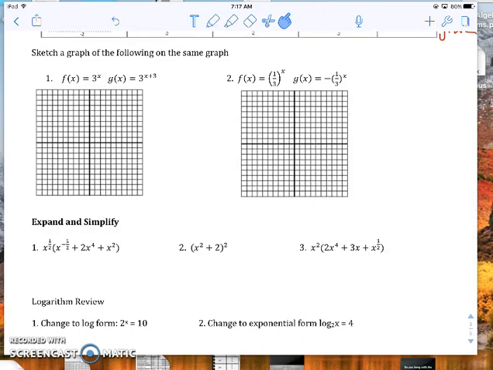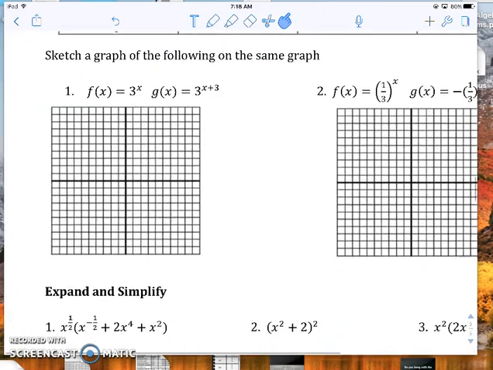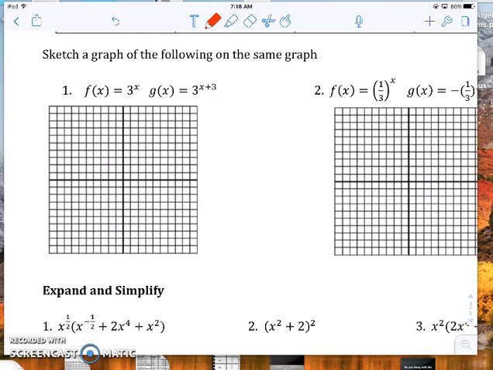So now we are asked to graph a couple of these. So sketch a graph. So let's start with 3 to the x. And let's make an xy table. So when x is 0, y is 1. When x is 1, 3 to the first is 3. When x is 2, 3 squared is 9. So 0, 1, 1, 3, 2, 9.